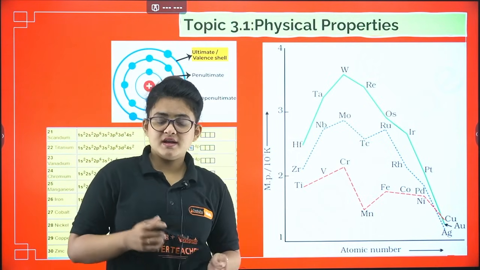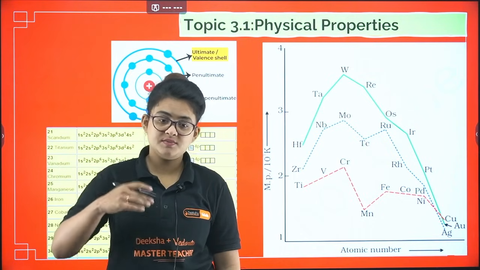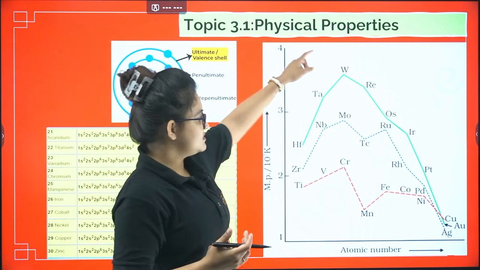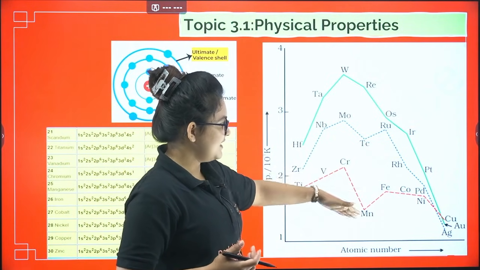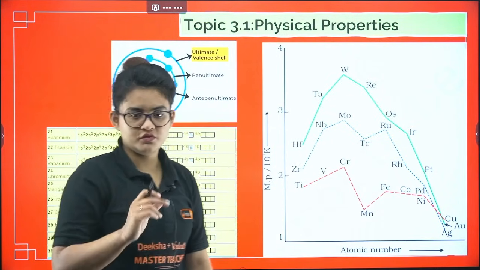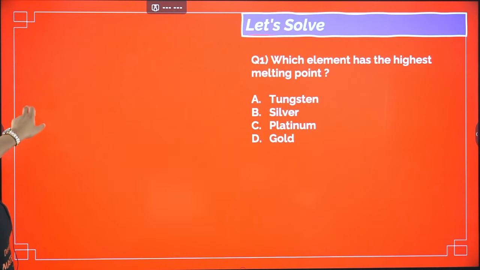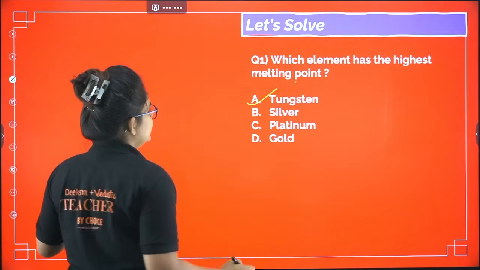Now another thing: in d-block elements, which one will show the maximum melting point? That is tungsten. So remember this, tungsten. For the 3d series, remember chromium and manganese-technetium. These two phenomena you also have to remember. I guess it's clear. Let's proceed. Which element has the highest melting point? As I told you, this is tungsten. Next.